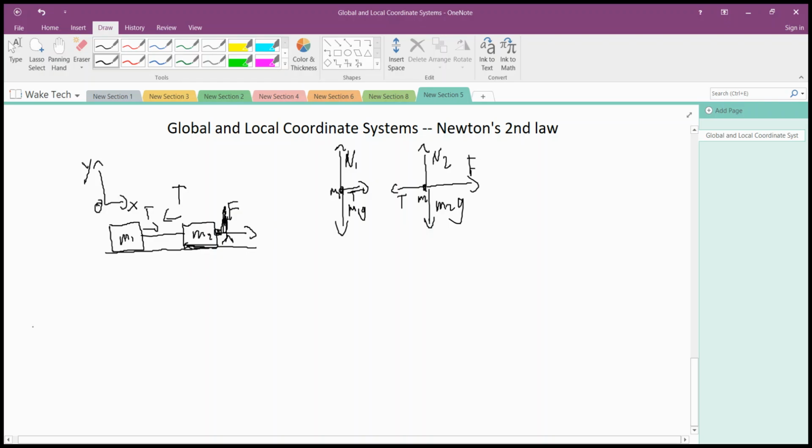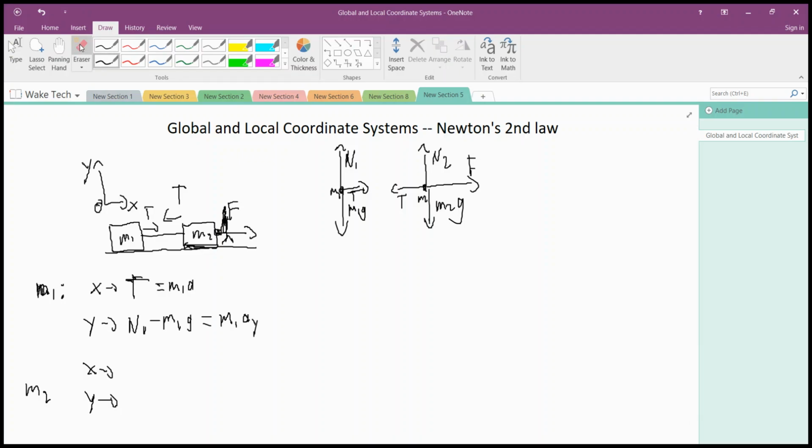In that case, for M1, in the x direction and the y direction, and then we have M2, the equations in the x and the y. So in the x direction for M1, we have T is going to the right, so it's positive, equals M1a. Technically, it's an a1, but since the whole system is moving together, the acceleration is going to be the same for all the objects in the system. And then in the y direction, it's moving only in the horizontal direction. There's no acceleration in the y direction, so you get 0.